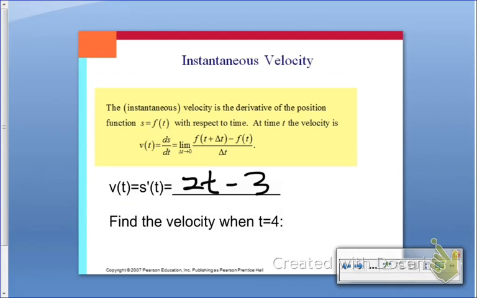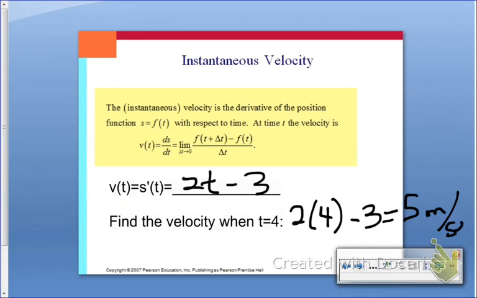Velocity is the derivative of the position function. That's it. Very simple. Find the velocity when t equals 4. Plug in 4. What's the velocity? 5 what? Thank you, meters per second.